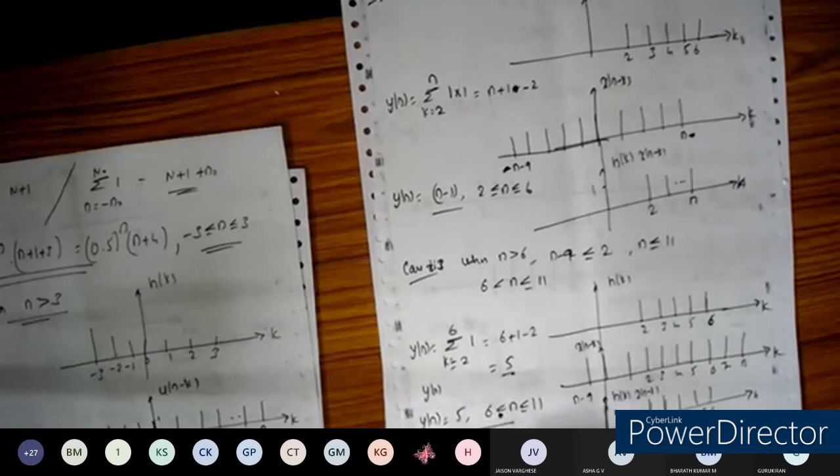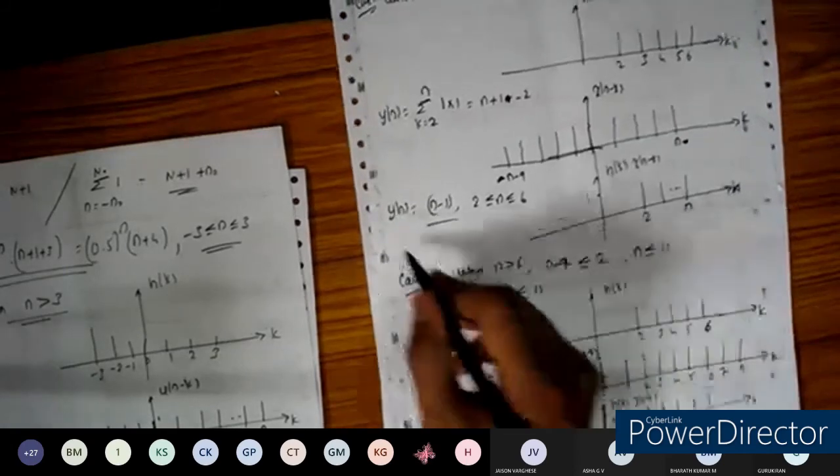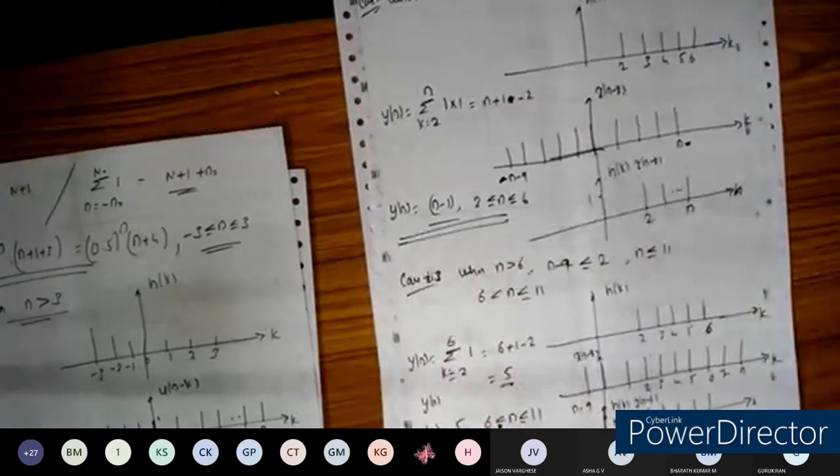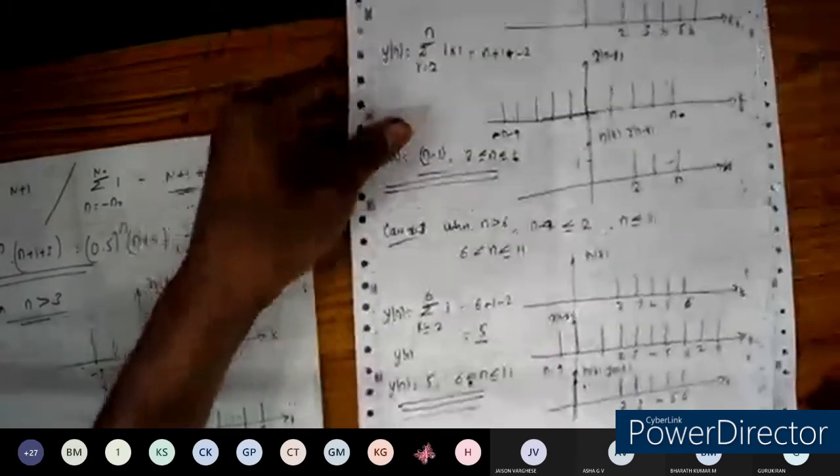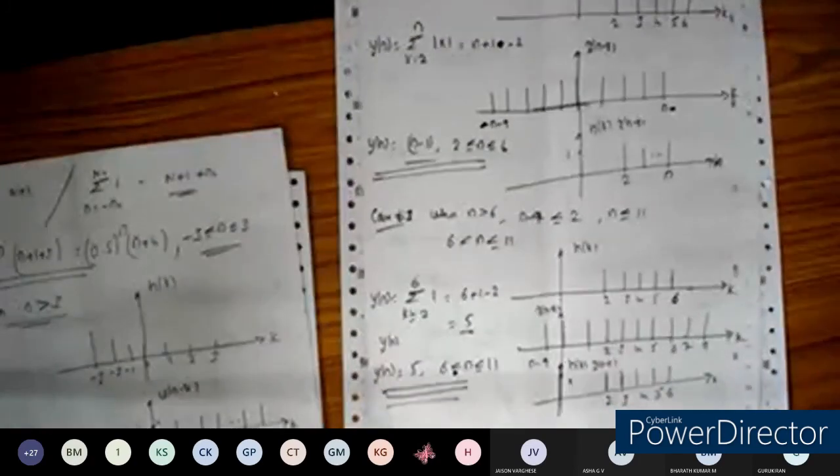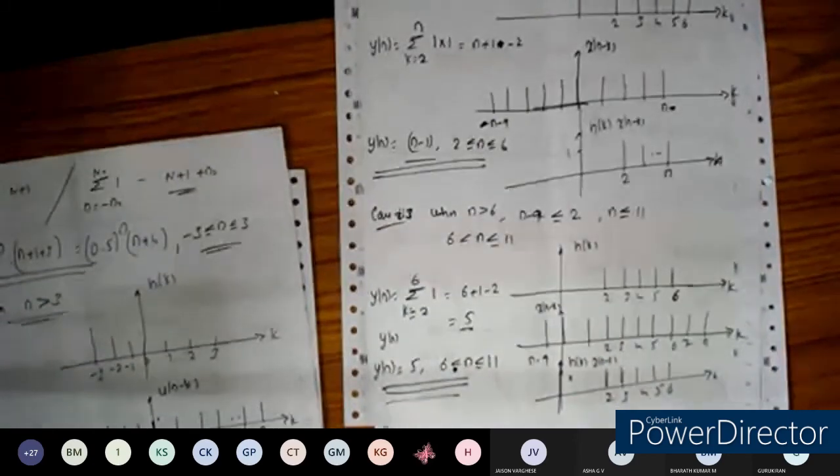So this is the value we got here. What are the values we got? Let us highlight these values here. Have you all taken them down? Yes, sir. Okay. So next, what shall we do?